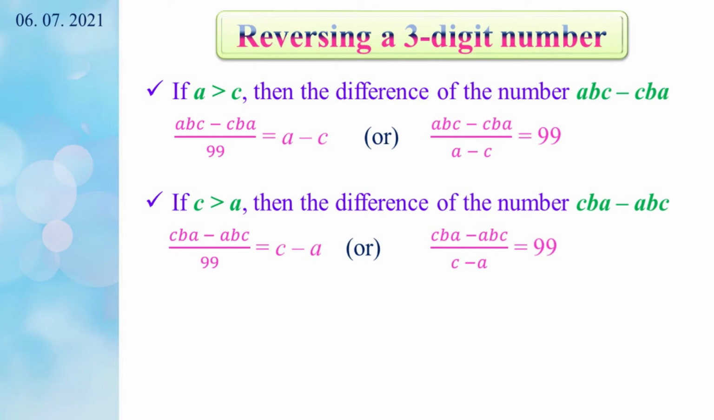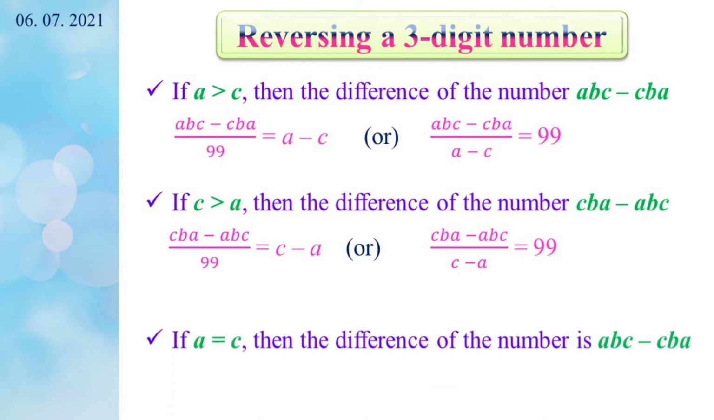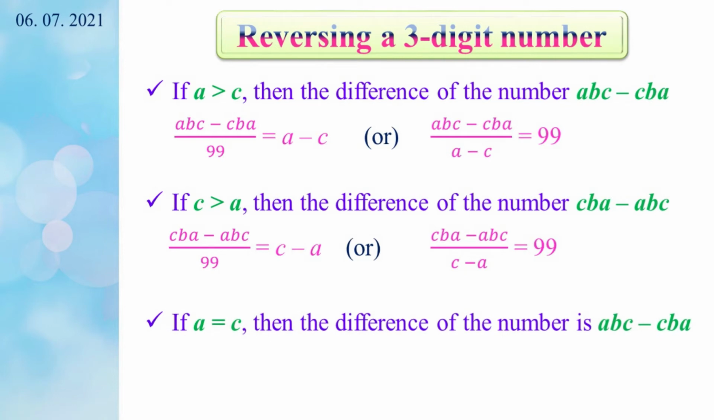The general form: (CBA − ABC) divided by 99 is equal to C − A, or (CBA − ABC) divided by (C − A) is equal to 99. If A equals C, then the difference of the numbers is ABC − CBA = 100A + 10B + C − 100C − 10B − A, which is equal to 0. Here A and C are equal, so the general form (ABC − CBA) divided by 99 equals 0.